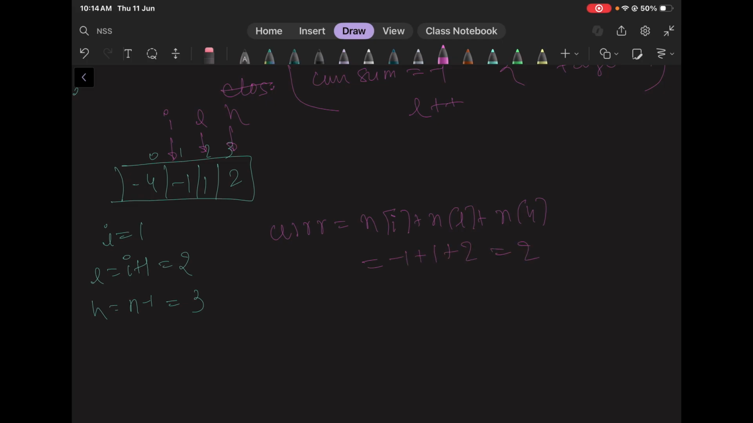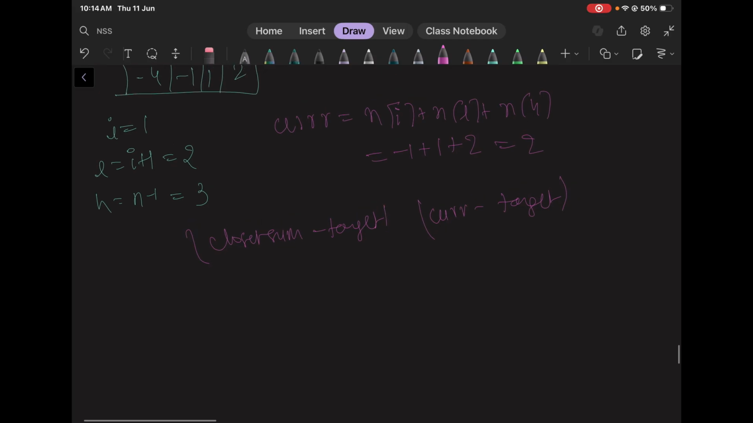Now I calculate the distance of current sum to target and compare it with the distance of closest sum to target. So I have current sum minus target and I have closest sum minus target. Okay, so the target is 1 in both the cases.